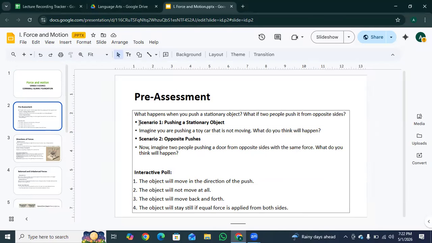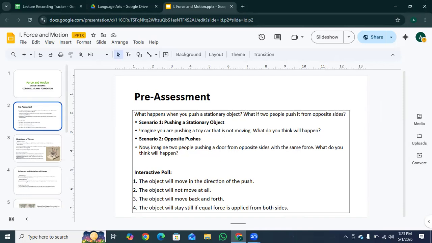Here we have scenario one. Imagine you are pushing a toy car that is not moving. What do you think will happen? They're asking what happens when you push a stationary toy car. Stationary means still. You can say that the car is in a stationary position.